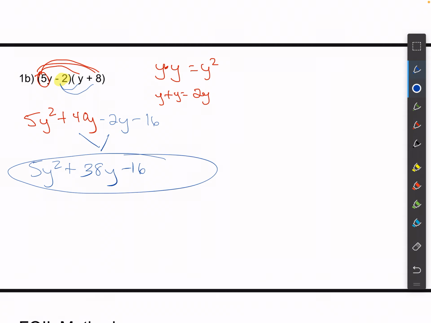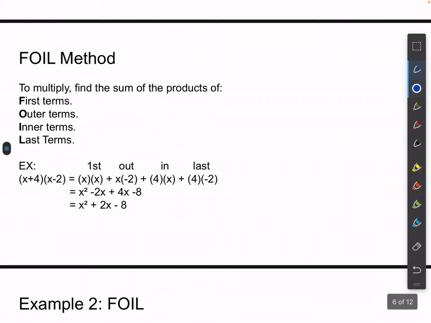We are done. Okay, so to the FOIL method, which is essentially what we've been doing, but it gives people a nice little way to remember how to do this. What FOIL stands for is first terms, outer terms, inner terms, last terms. So it's just another way of looking at it.